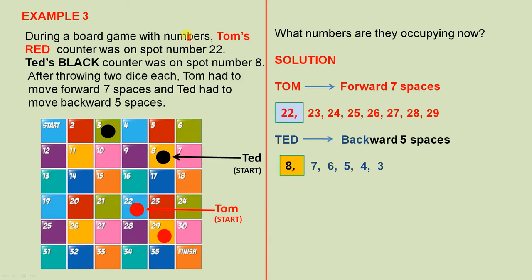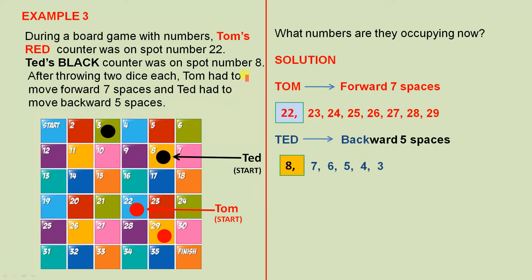This is a very interesting one. Example 3. During a board game with numbers, Tom's red counter was on spot number 22. There it is there. See that? Tom's red counter is on spot number 22. There it is there. That's the arrow, meaning that's the start. That's where this problem's going to start. Ted's black counter was on spot number 8. So there's Ted and there's the arrow. That's where the problem's going to start from there.